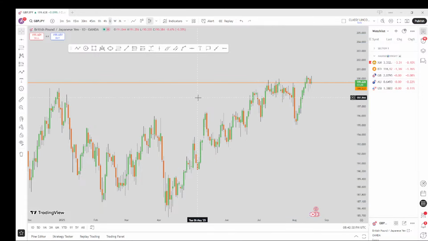So having this at the back of our heads, that means we know that we are looking for more buys, until there's a change of character. Then we head on to looking for more sells. But for now, we see that price is in an uptrend. We just follow the trend.